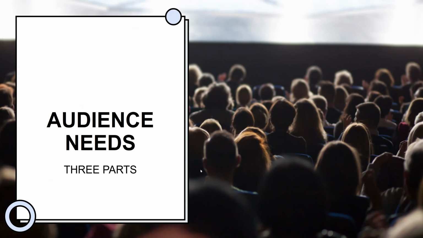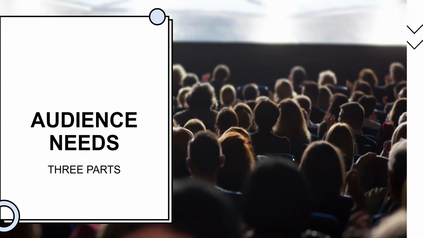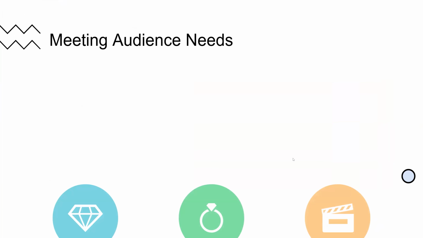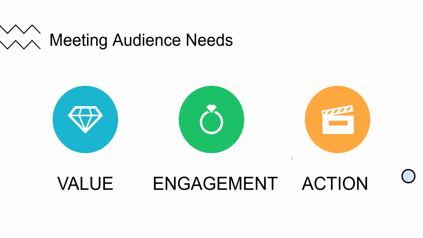All right, let's talk about audience needs. So there are three parts to our audience needs, and those are value, engagement, and action. So when we talk about meeting audience needs, we are looking for something of value. We're looking at something where they can engage with it, and you want to provide an action for them to do so they can take the next step with the information you gave them.